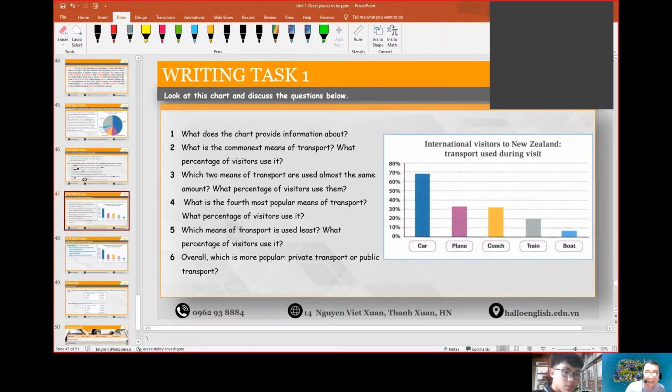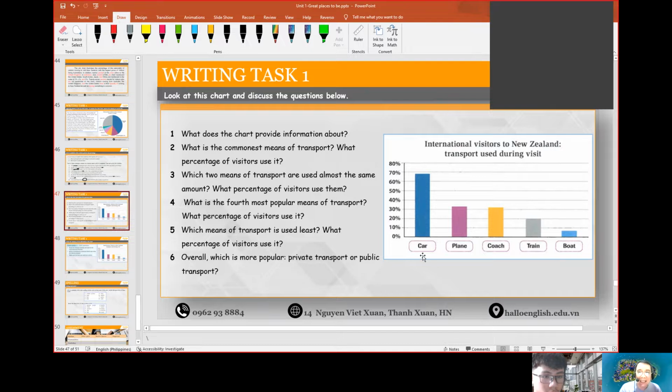Okay, next. This time we are going to study what we call the bar chart, or a bar graph. In a bar graph, we have to remember this is a vertical line, and crossing to that would be a horizontal line. This one is the x-axis, and this one is the y-axis.